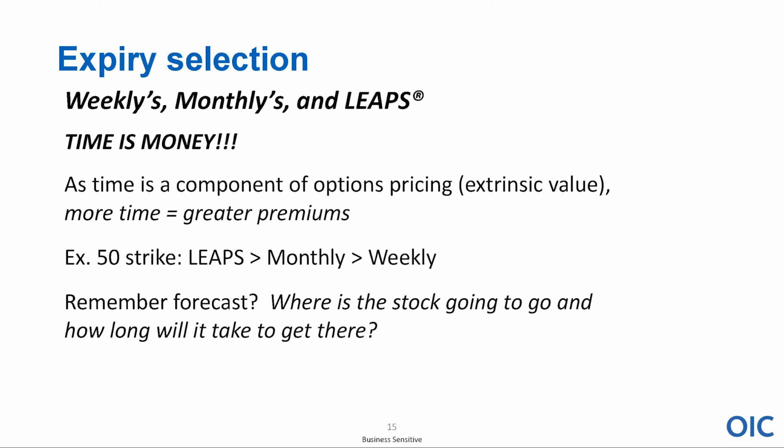And they're all made up, by the way, of real or intrinsic value and extrinsic or time value, okay? And what we're saying here is, we've got the 50 strike. It could be LEAPS. There could be weeklies. There could be monthlies, right?